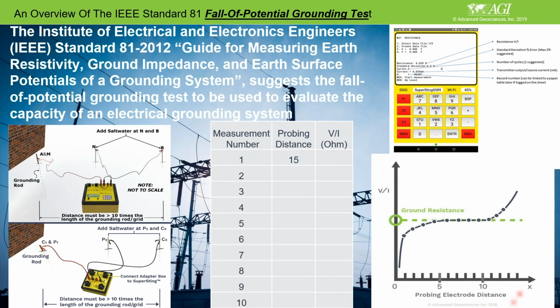So typically you check all this using the MiniSting or SuperSting. And here you can see in Unity Connect the interconnect through this A electrode and M electrode shorted, or you can connect together to where your grounding grid will be located.